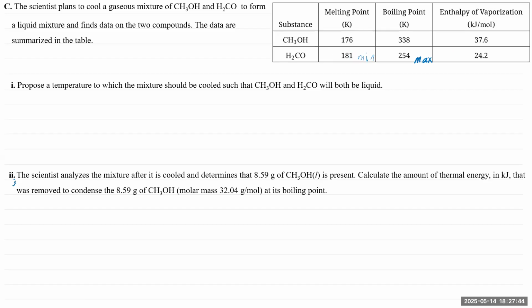200 kelvins would make sense. Yes. Okay, let's move on to our next question. The scientist analyzes the mixture after it is cooled and determines that 8.59 grams of methanol is present. Calculate the amount of thermal energy in kilojoules that was removed to condense 8.59 grams of methanol at its boiling point.